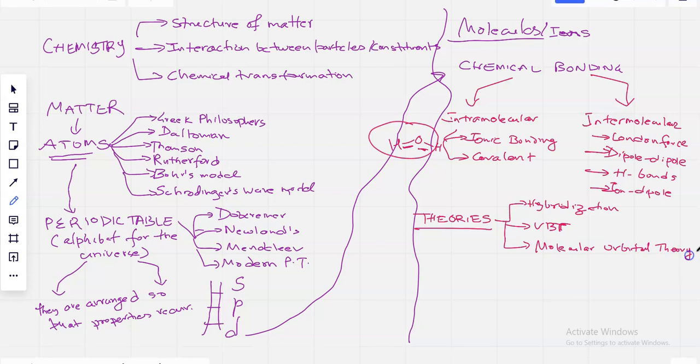This takes into account the wave nature of the orbitals and talks about the constructive and destructive interference between orbitals, and the idea of bonding orbital and anti-bonding orbital. So I talk about these three theories here in the process of explaining how the bonds are formed and how the molecules are formed. Okay?